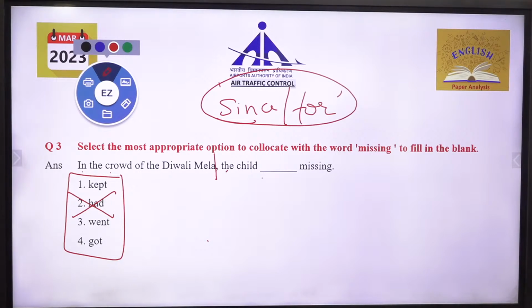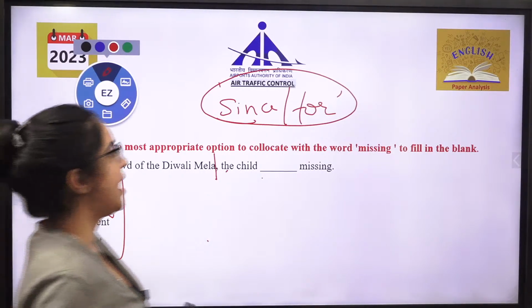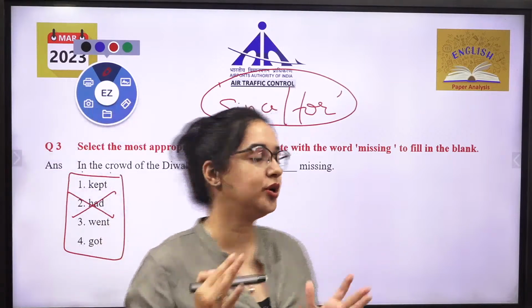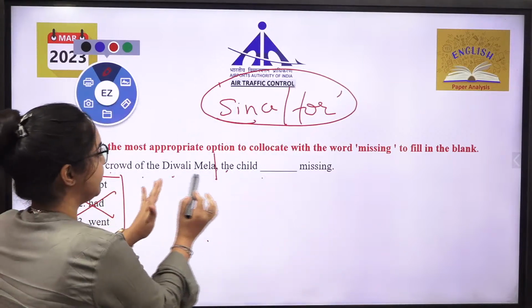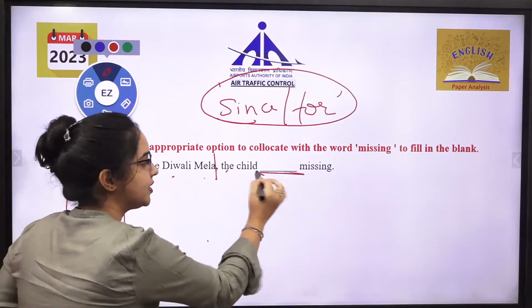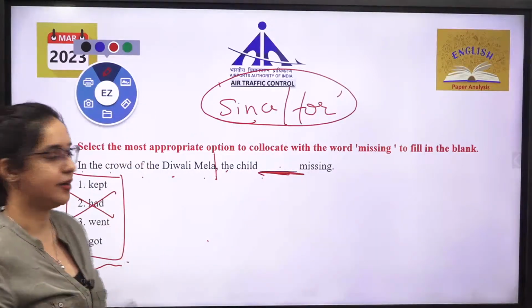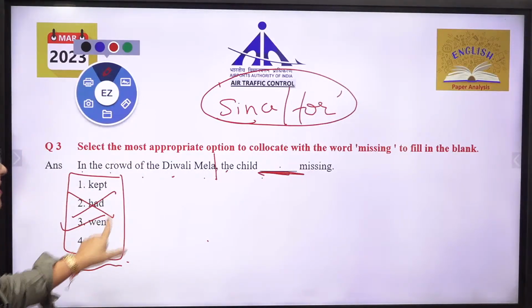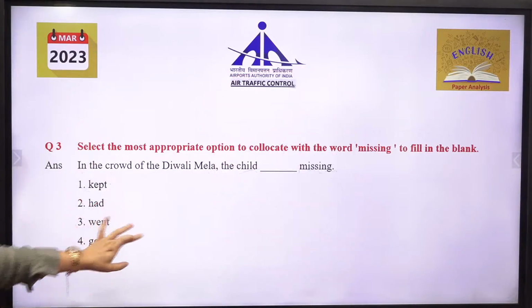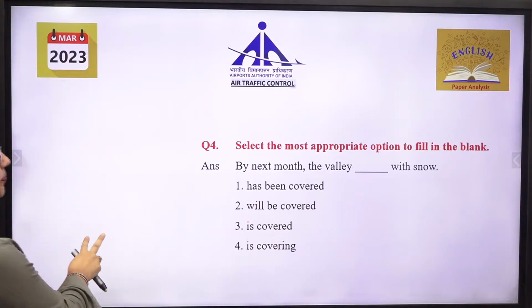See, this is a way. Whenever you are doing fill in the blanks, you have to put a shadow word. In the crowd of Diwali Mela, the child, what is it? It went missing. Great. Right one. So went missing is the right one over here. Great. Let's go with the next one.